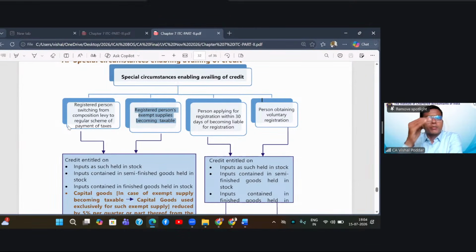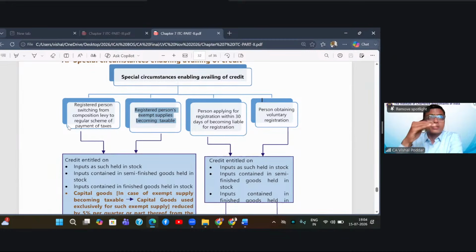Now, the point which we are going to understand in section 18 is it is talking about the goods which are lying in my stock today, the day of my switchover. Now, these goods I had purchased earlier, when I was in the non-ITC category and was not eligible for ITC. At that time, I had purchased them. These goods I will be selling henceforth when I am liable to pay tax and also eligible for ITC.